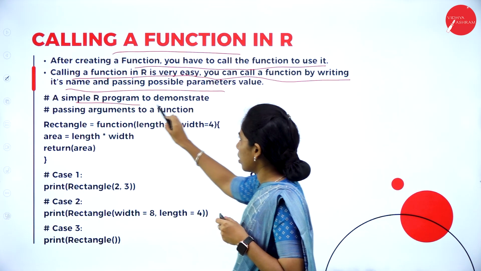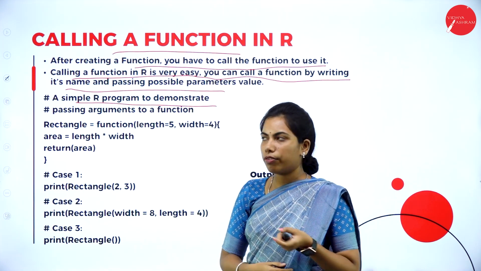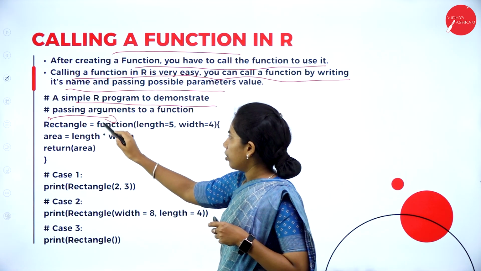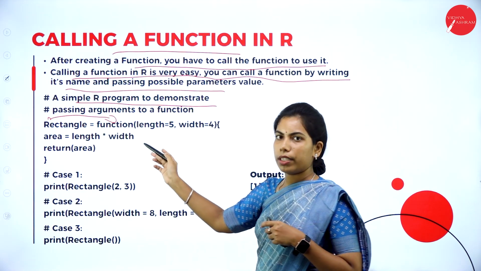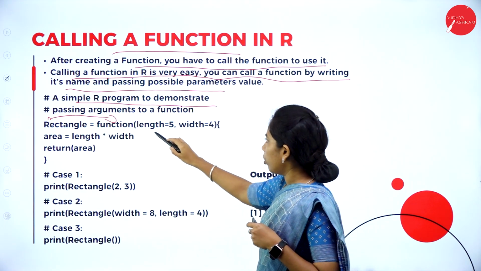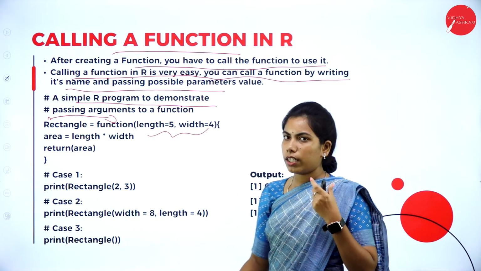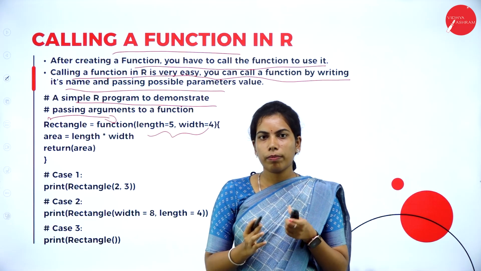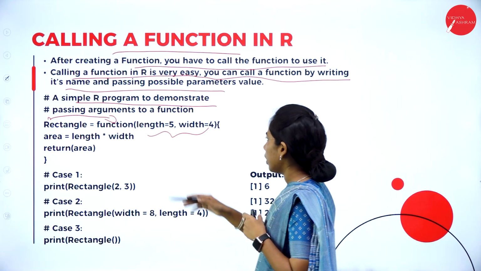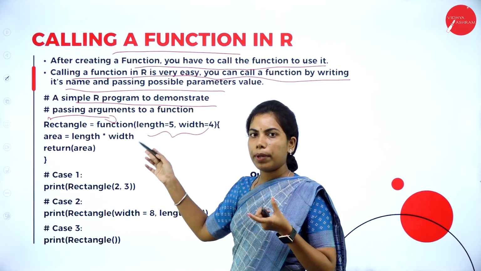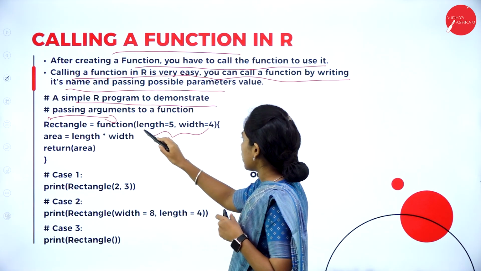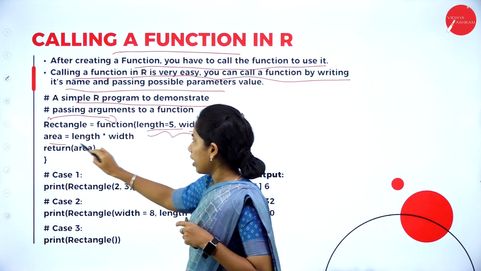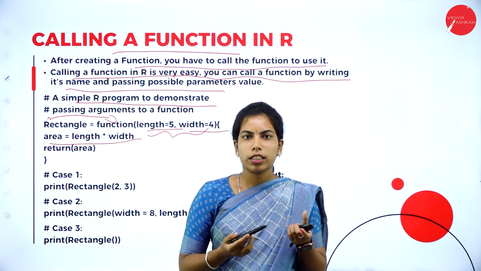So here you can see another simple example of how to call a function. Rectangle is your variable name. I assign it to the function and also pass parameters, length is equal to 5. I already told what type of parameters we can give: characters, strings or variables, any type that is valid. Then only the arguments or parameters will be accepted by the function. So I assign length is equal to 5, width is equal to 4. Open the curly braces. Area is calculated. Area is nothing but length into breadth.